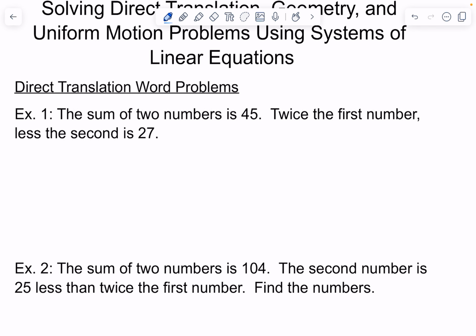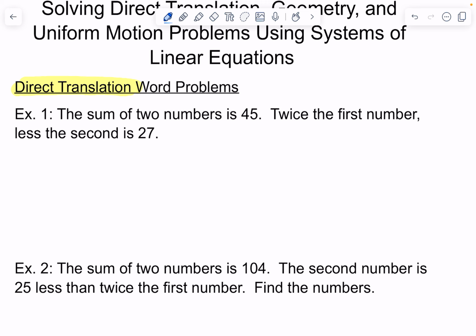Direct translation word problems. Think about what the words here mean. Direct translation. There's not much to think about here. You're going to literally translate the words in the word problem into math. So let's do that. It says the sum of two numbers is 45. Twice the first number less the second is 27.